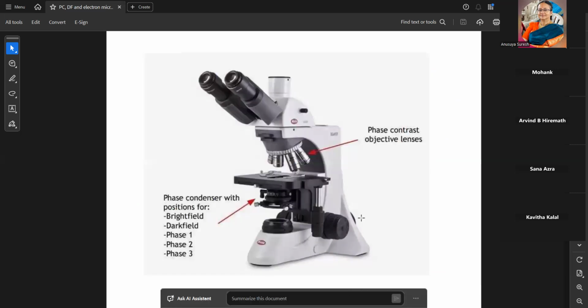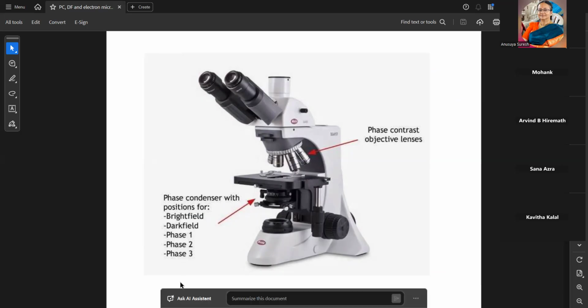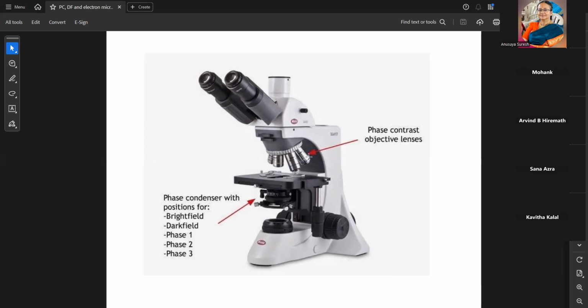So if you look at the diagram of that, there are different kinds of positions that are possible. You can use this microscope to have bright field microscopy. You can use it for dark field microscopy. Phase 1, phase 2, phase 3, different types of positions are available. And the phase contrast objective lenses are additionally provided in this microscope.